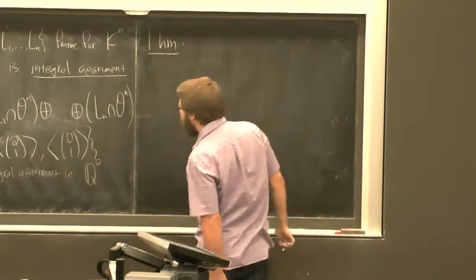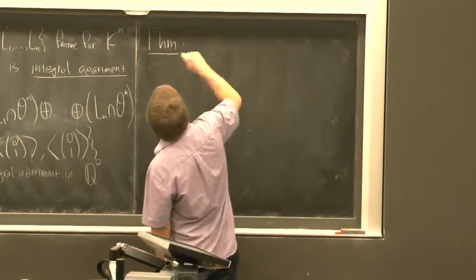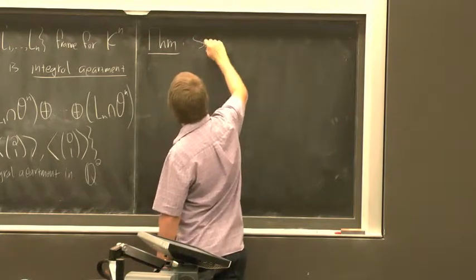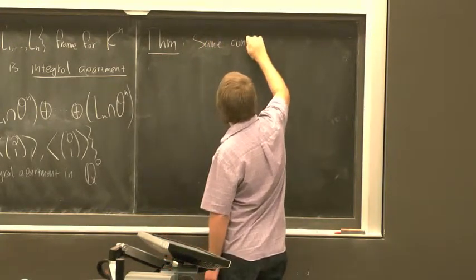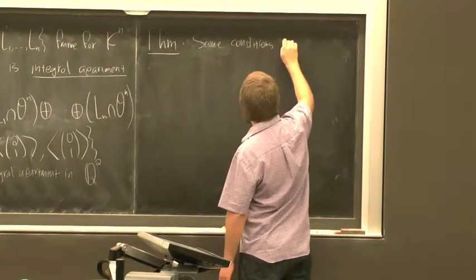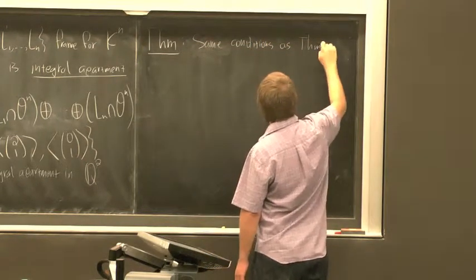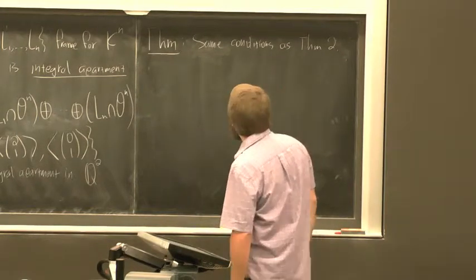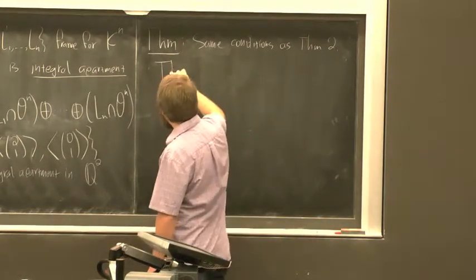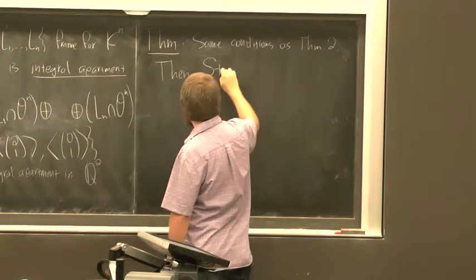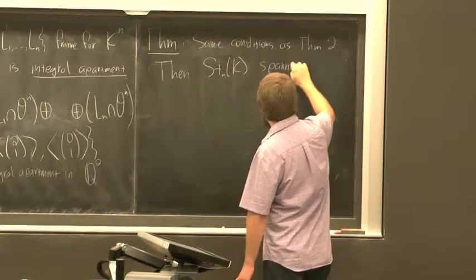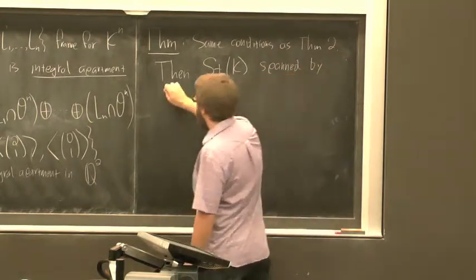So it says that, let's assume the same conditions as Theorem 2. So either Euclidean or contained in R with class number 1. So then, Sp in K is spanned by integral apartments.